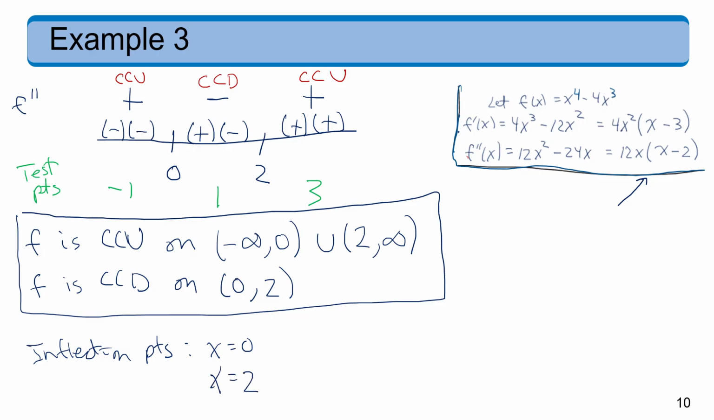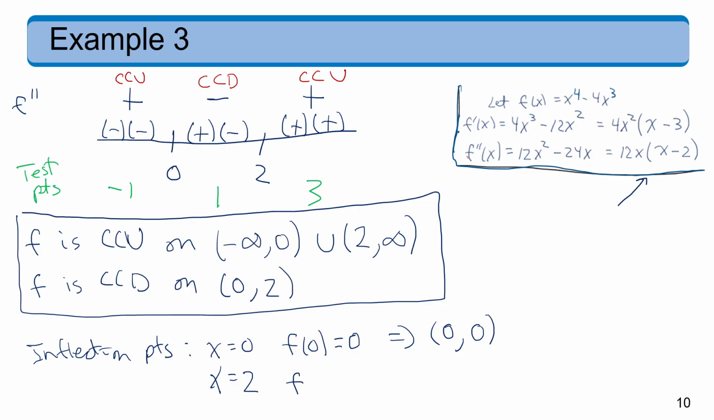Now sometimes we like to express our inflection points as ordered pairs. So if you want to find the y value that goes with it, you have to plug in that x value. So for x equals 0, we plug 0 back into f, and we get 0 minus 0, which is 0. So the y-coordinate is 0. So as an ordered pair, we found x is 0, y is 0 is an inflection point.